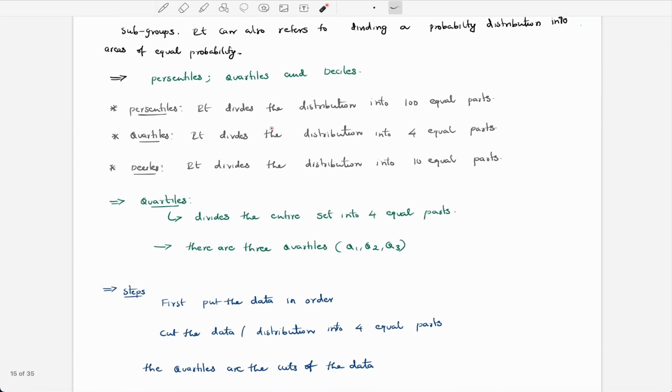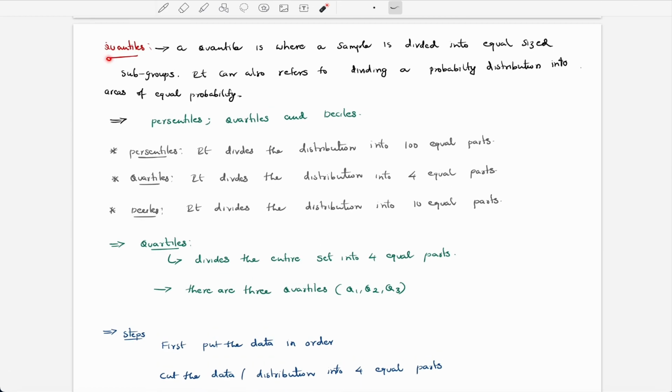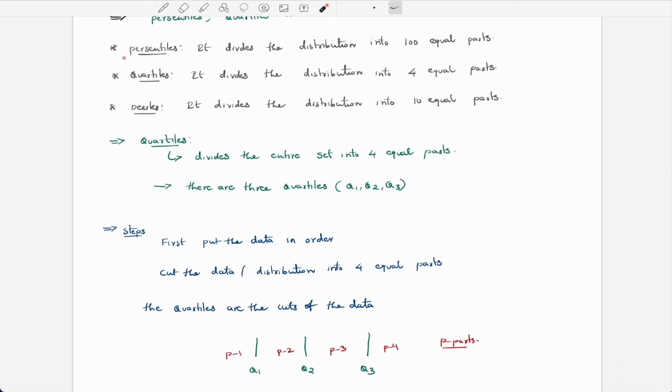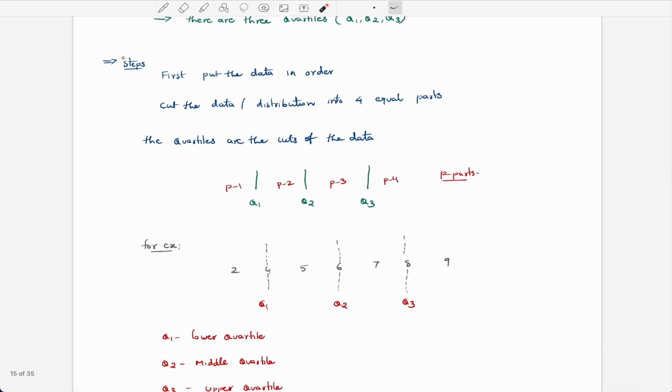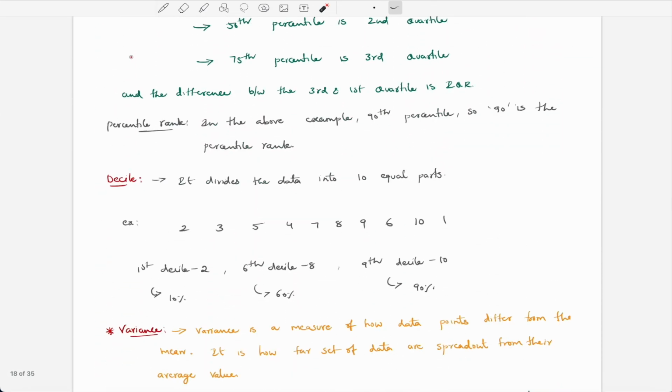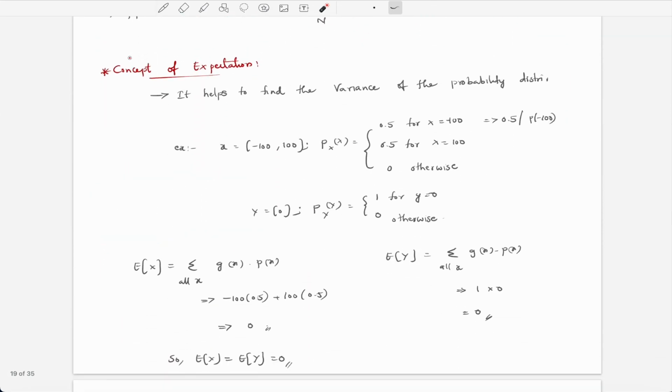We have a beautiful explanation with examples, and we have quantiles. What do we mean by quantiles, percentiles, and after that we have deciles. Okay, we have lots of notes there. So we have variance also.